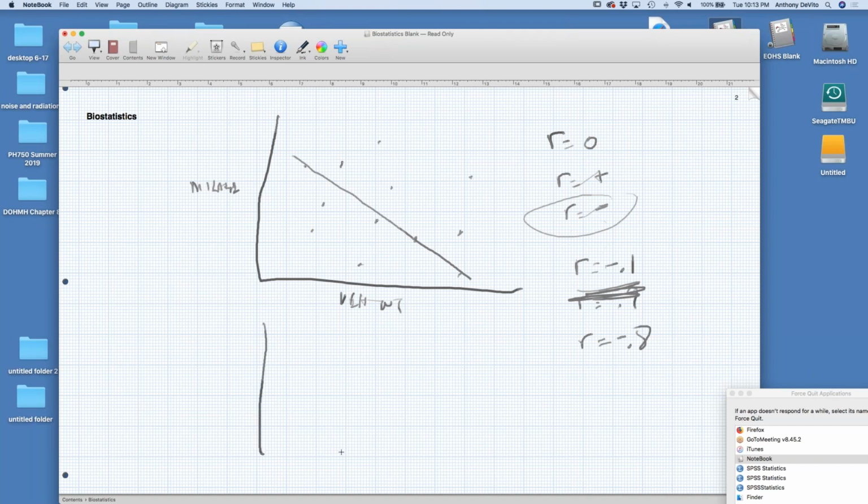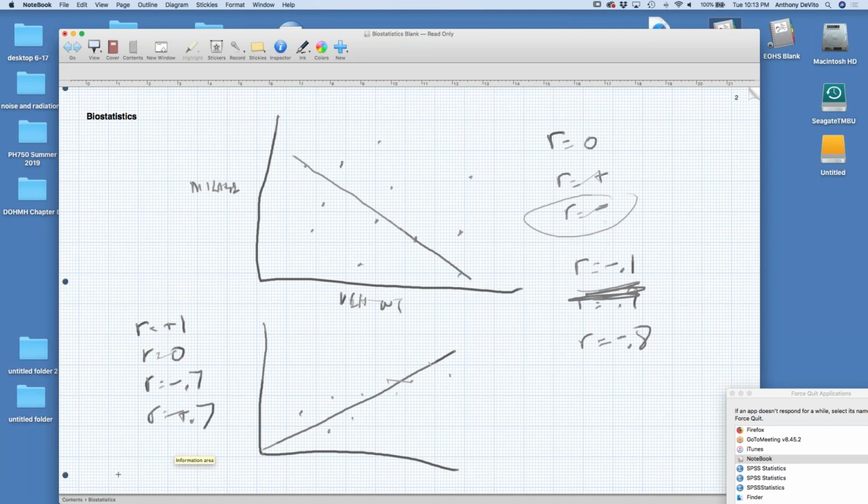Now, how about this one? Okay, let me see. R equals positive 1, R equals 0, R equals negative 0.7, R equals positive 0.7. What do you think on that one? Right, positive 0.7, right? It's a strong correlation, it's pretty close to the line, and as one variable increases, the other variable increases as well. So that's the way we would look at the R value.